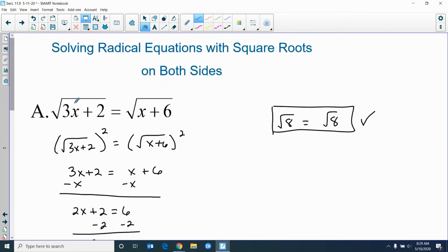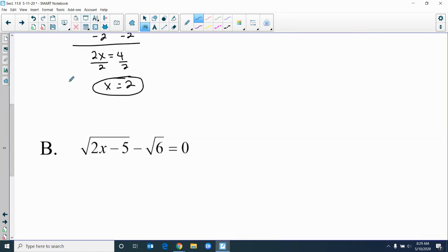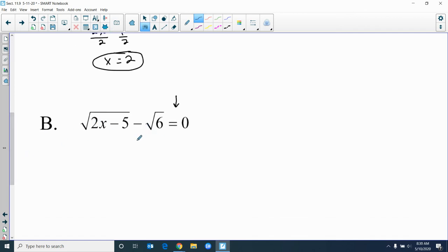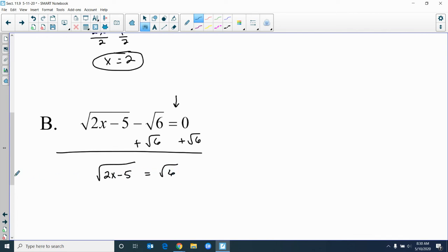So now we got 2 terms with radicals in them. If you look at B there, I got two terms of radicals. Before you square anything, you want one radical on the left of the equal sign and one radical on the right of the equal sign. I don't want them both on the same side because when you square that, it's not just dropping the radicals. You'll get it incorrect. You want to move this over. And that gives me square root 2x minus 5 equals square root of 6.